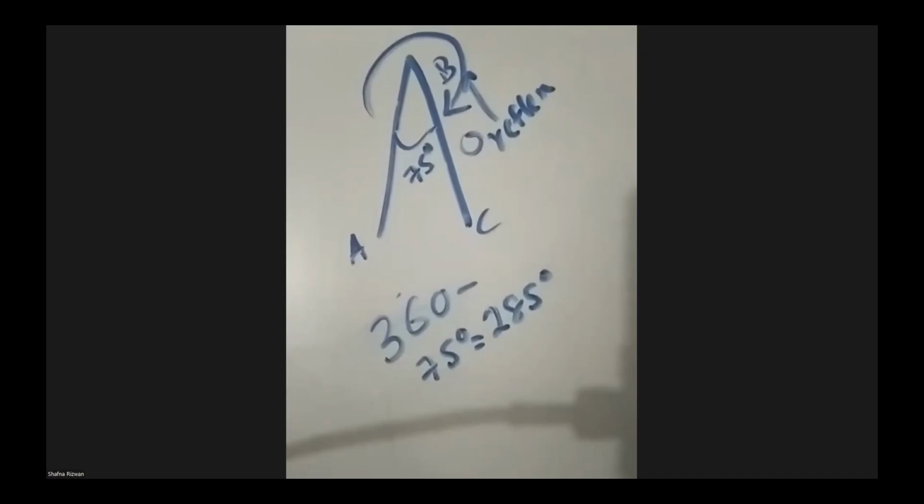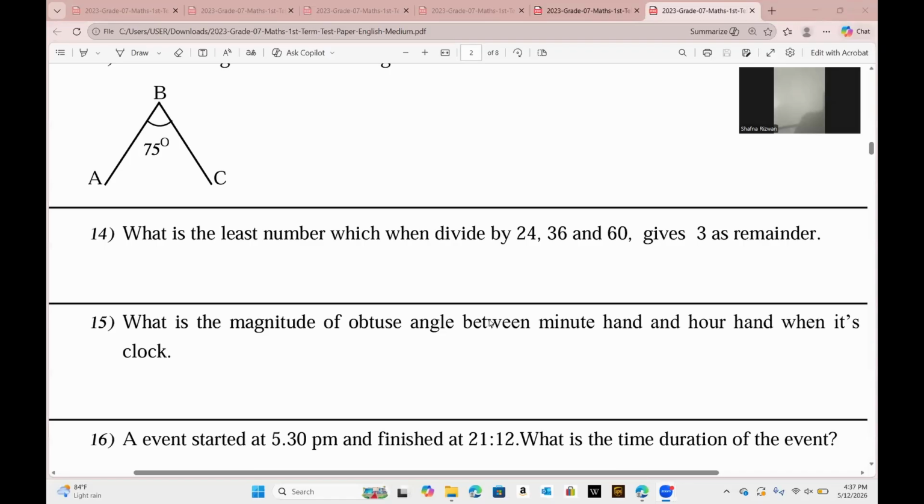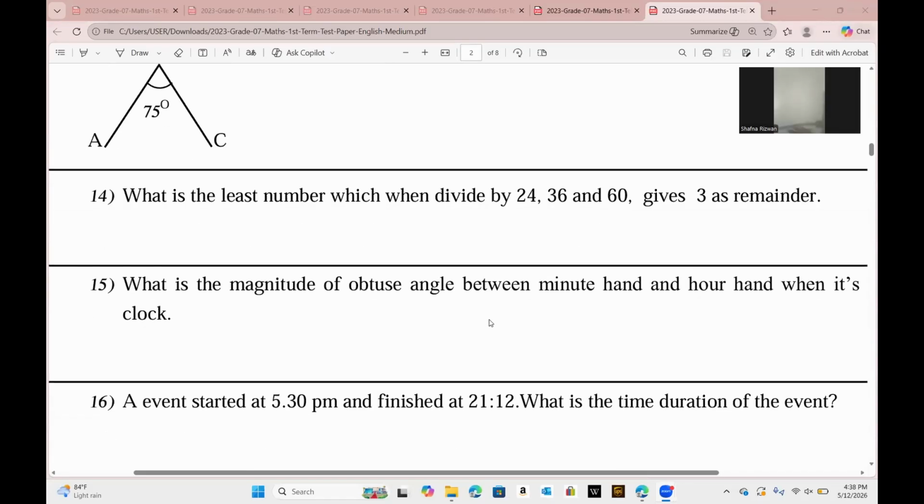Okay, guys, now let's go to our next question. Now they are asking you what is the least number which when divided by 24, 36 and 60 will give a remainder of 3.